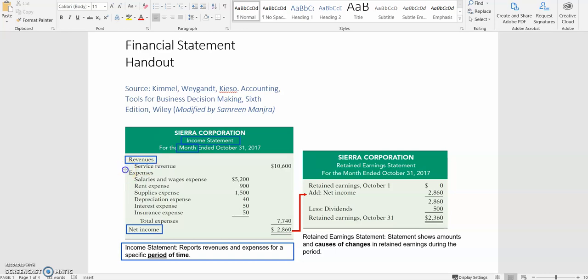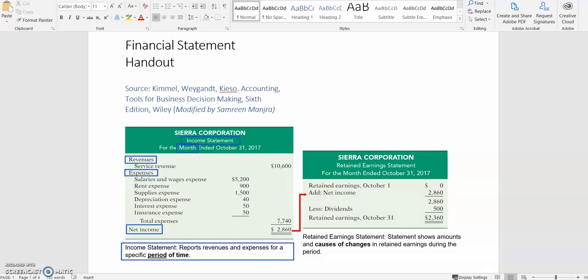The next section is on expenses. So each company will have different expenses. But for the purposes of Wiley, in Chapter 1, you want to list your expenses from largest to smallest. And you can see that there is a subtotal for the total expenses.